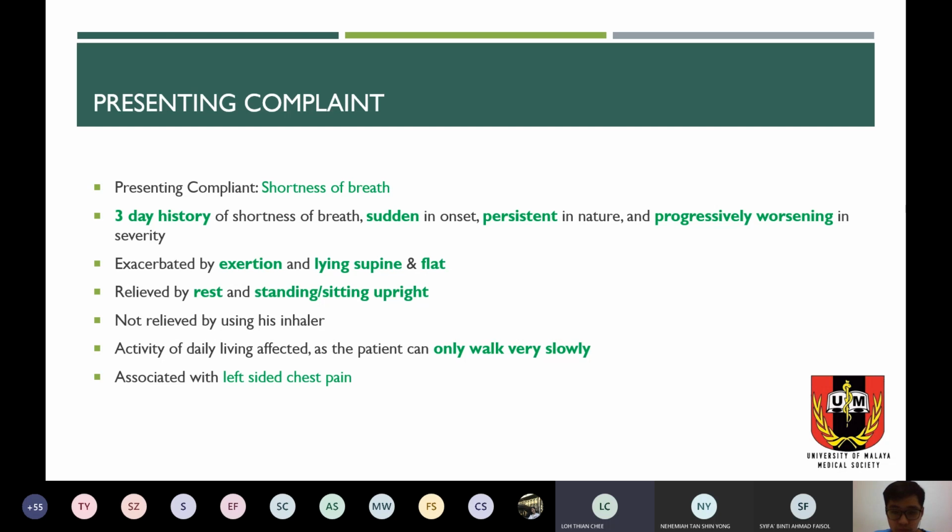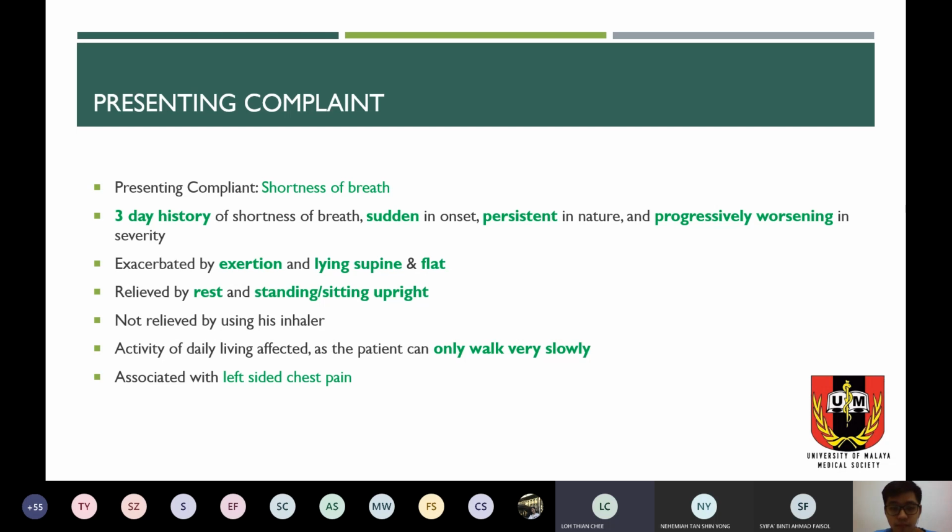Okay, and also of course exacerbated by exertion, of course you're going to relieve by rest. If exacerbated by lying supine, then when the patient sits upright, you get better. Not relieved by using his inhaler. So that would go a little bit against exacerbation of COPD. Usually exacerbation of COPD will be more gradual in onset, and usually will be partially relieved by inhaler. No matter how poor the inhaler technique is, if some of the bronchodilator is going into the lungs, you will be partially relieved. Okay. Probably not AECOPD.